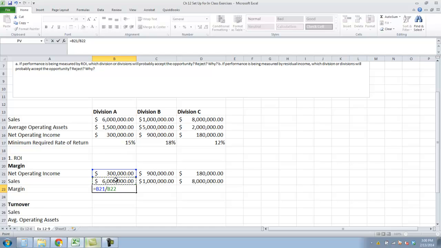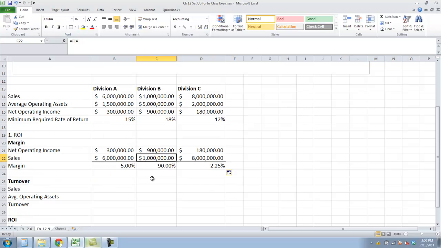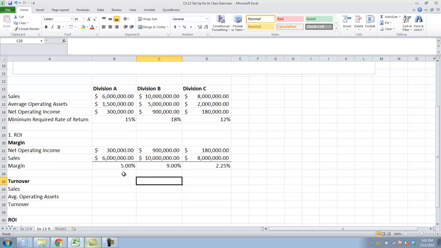Divide. Format that as a percentage, and we'll give it 2 decimal points. I'm going to just drag my division formula over. And I made a little typo in this one. It's supposed to be sales of $10 million, not $1 million. Doesn't really make sense. There we go.